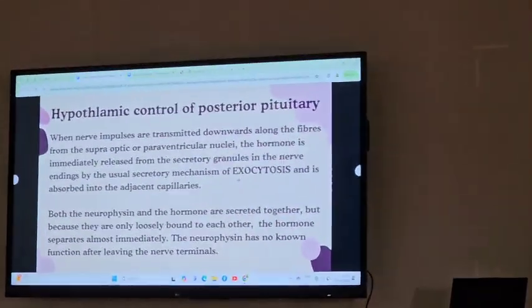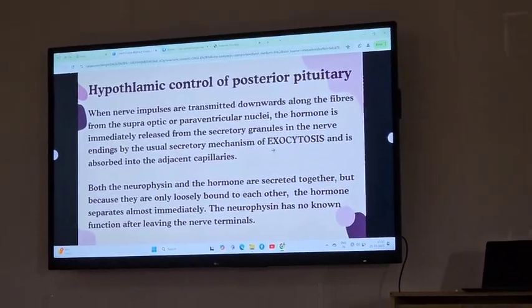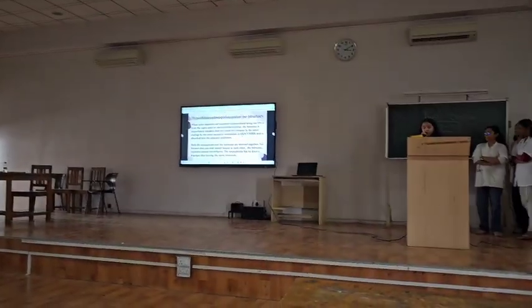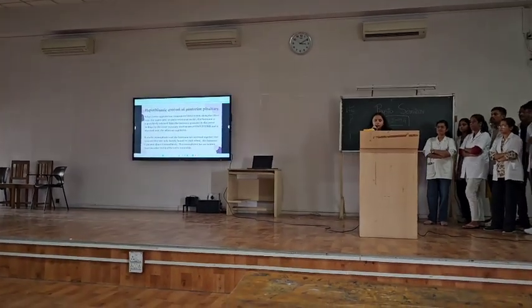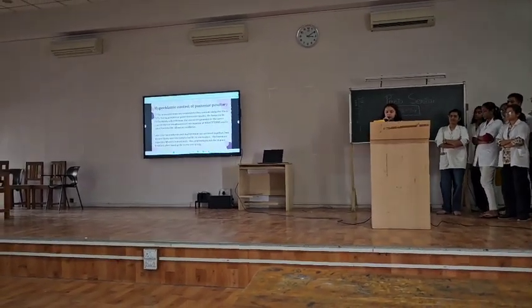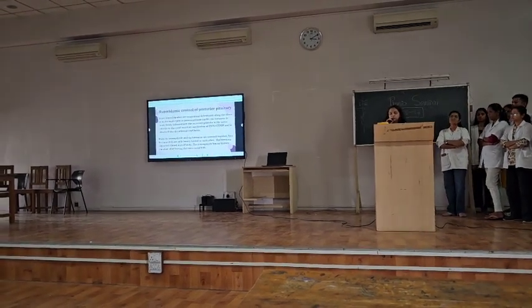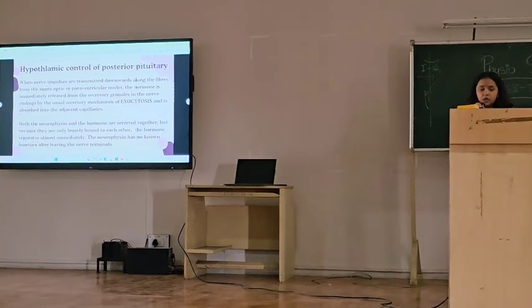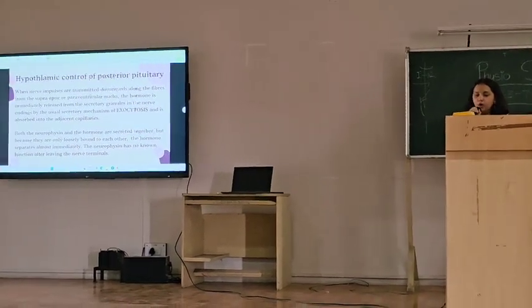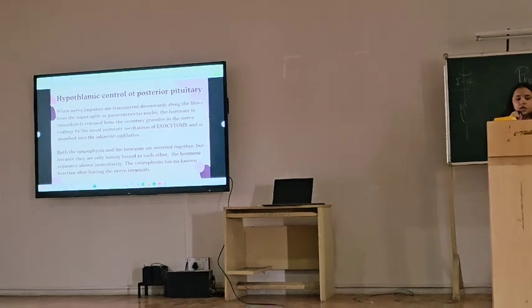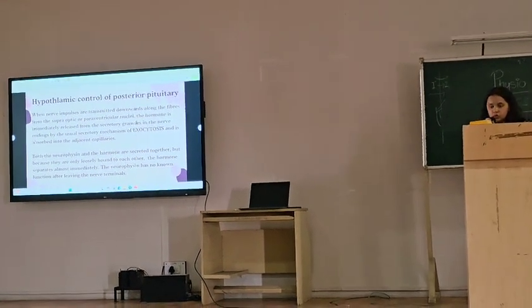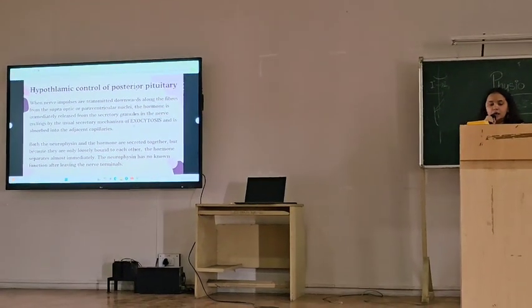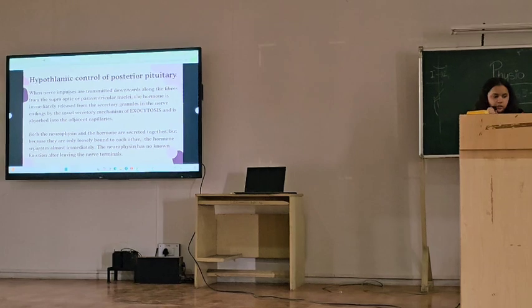Talking about the hypothalamic control of the posterior pituitary. When nerve impulses are transmitted downwards along the fibers from the supraoptic and/or paraventricular nuclei, the hormone is immediately released from secretory granules in the nerve endings by the usual secretory mechanism of exocytosis and is absorbed into the adjacent capillaries. Both the neurophysin and the hormone are secreted together, but because they are only loosely bound to each other, the hormone separates almost immediately. The neurophysin has no known function after leaving the nerve terminals.